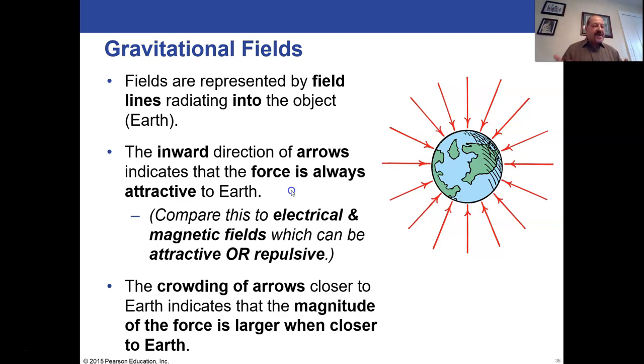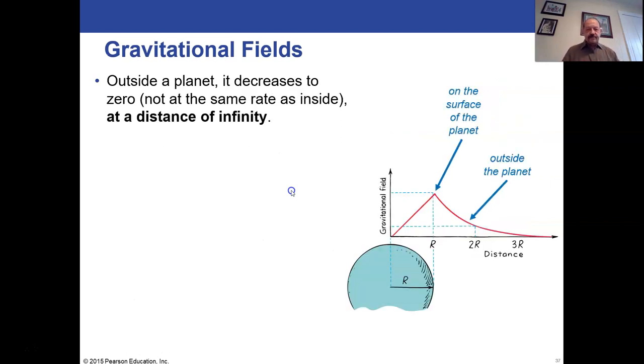If it had weak gravity, you would just have a few lines pointing in. So the density of the lines, the crowding of the lines, is an indication of how strong the field is. So let's talk about something really bizarre. We're going to talk about the gravity not just outside of the Earth or any planet, but the gravity inside the planet, a solid object.